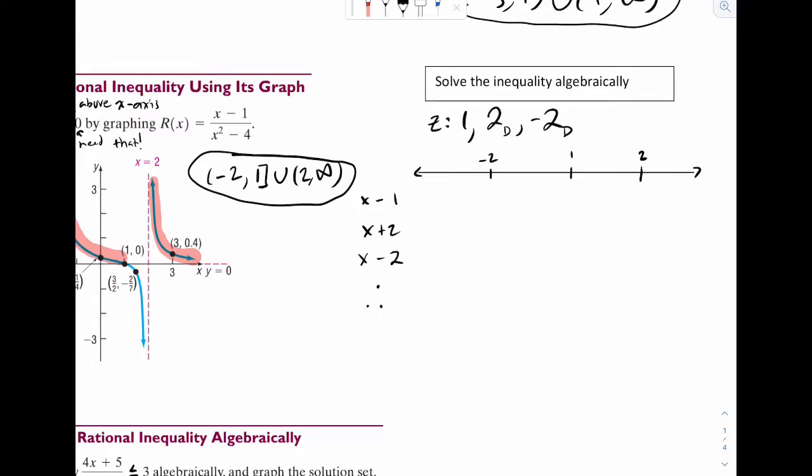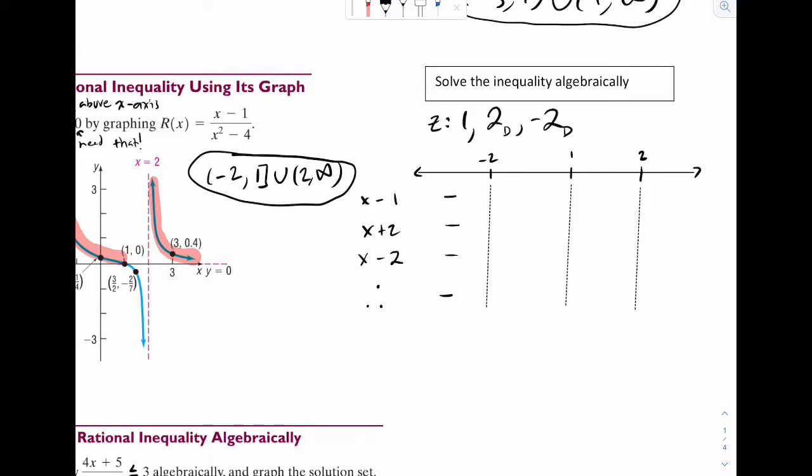Therefore, and now let's plug in some numbers here. So let's say I plug in negative 4. That's going to be negative, negative, negative, therefore negative.